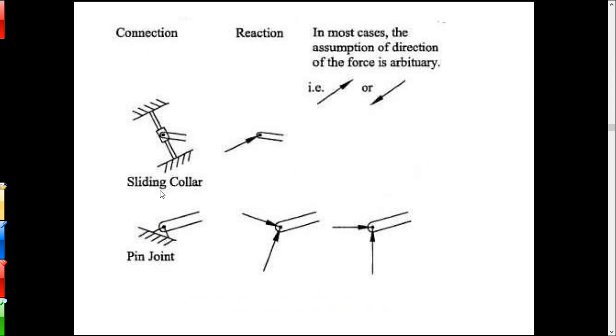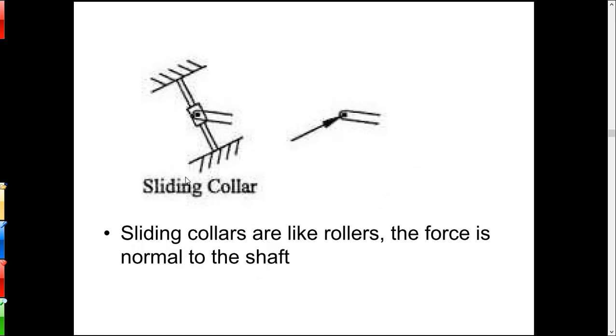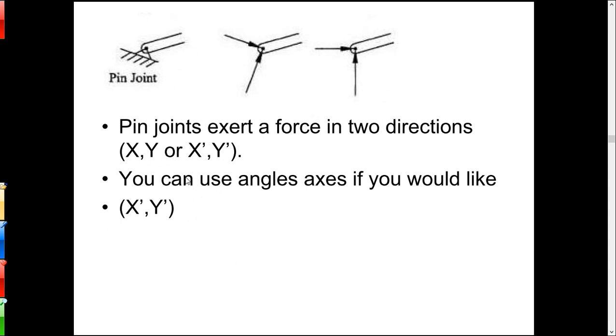Okay, we've got sliding collars, which have this linkage here that can rotate, or whatever this object is, I should say, can rotate. So once again, that's going to act a lot like a roller or a rocker. The force will be perpendicular to the surface. The surface in this case is the shaft. Okay. Now we also have pin joints.